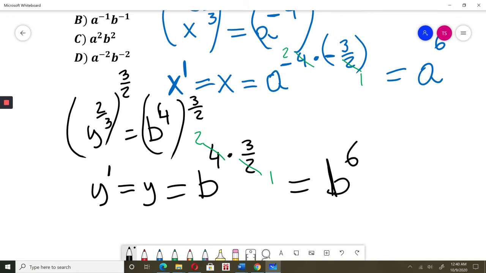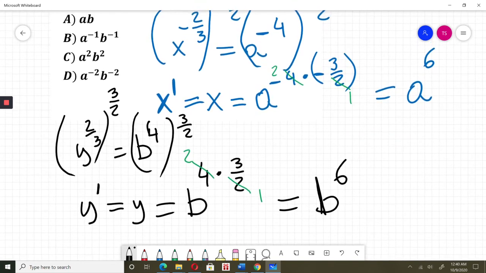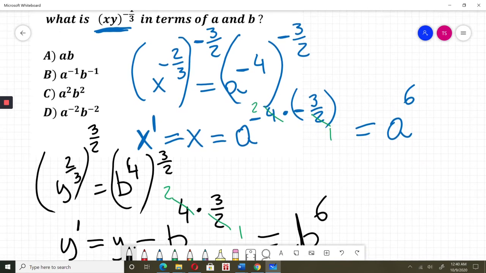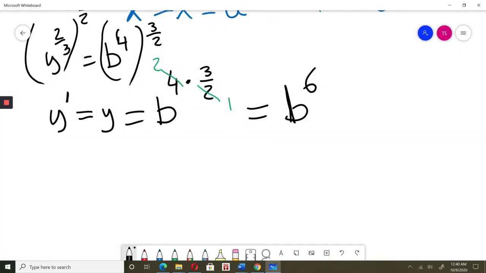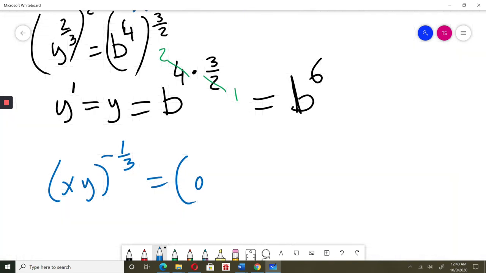I calculated what x is. x was a to the power of 6. I calculated what y is, b to the power of 6. Now I need to calculate what xy to the power of negative 1/3 is. So xy to the power of negative 1/3 will be equal to x again. x I calculated before, a to the power of 6. y I calculated here, b to the power of 6. And everything I need to put to the power of negative 1/3.